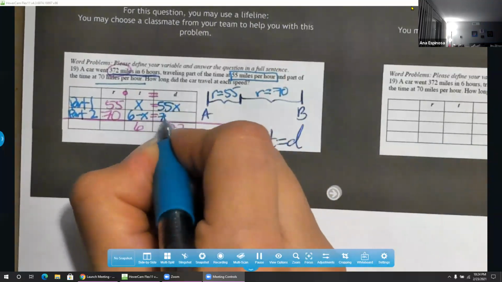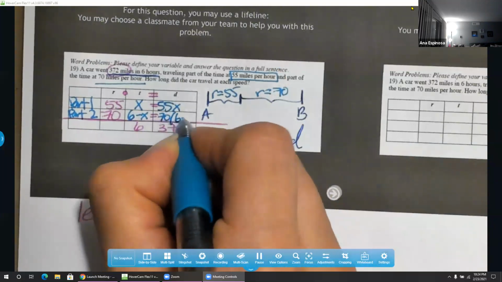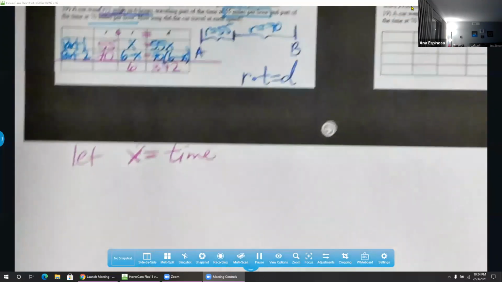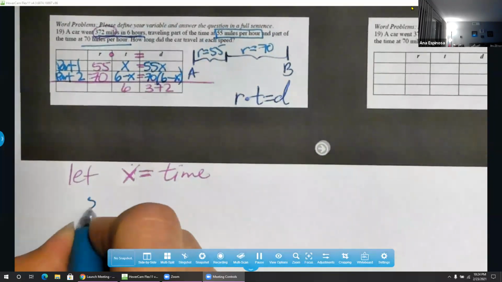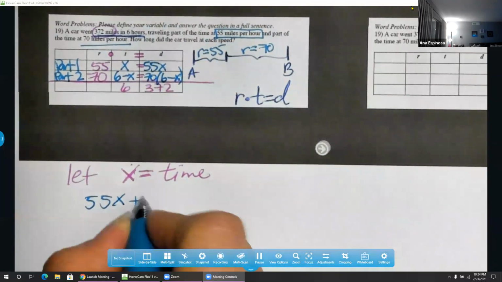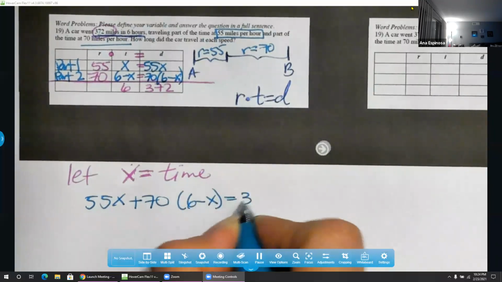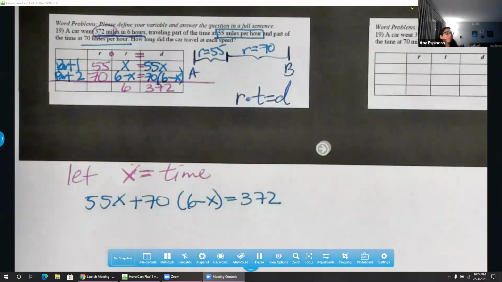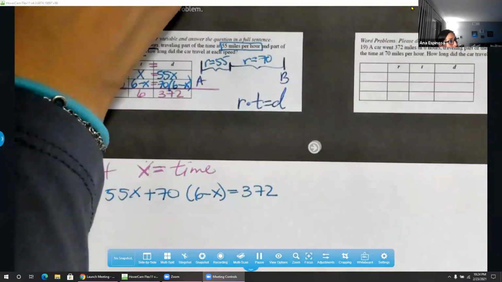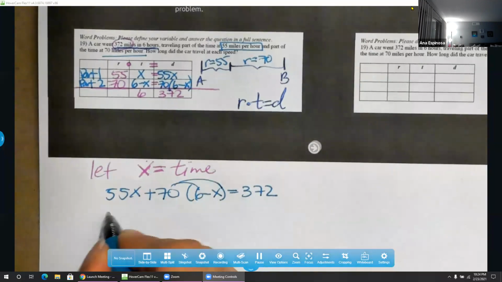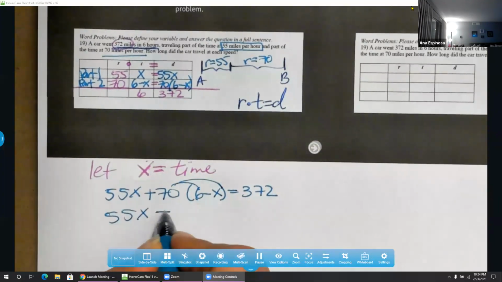55x and then 70 times 6 minus x. I will rewrite it down here because it's super tiny. So that's 55x plus 70 times (6 minus x) equals 372. So I'm solving for time. Let me zoom out just a bit. Okay, I'm going to distribute and solve it for x.